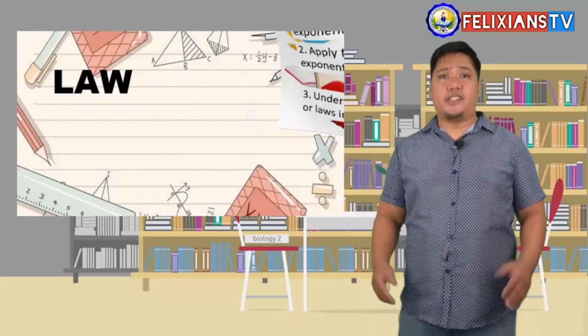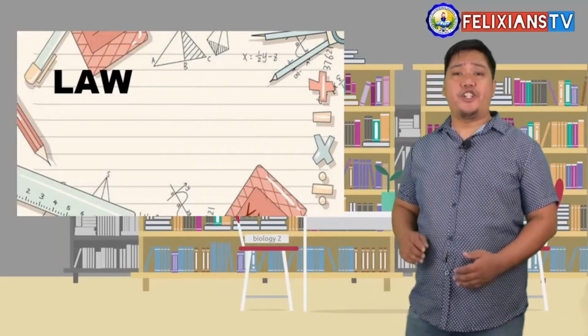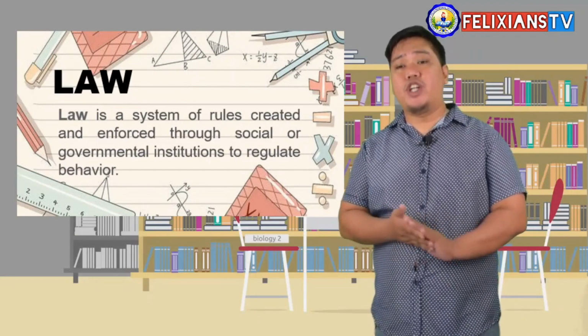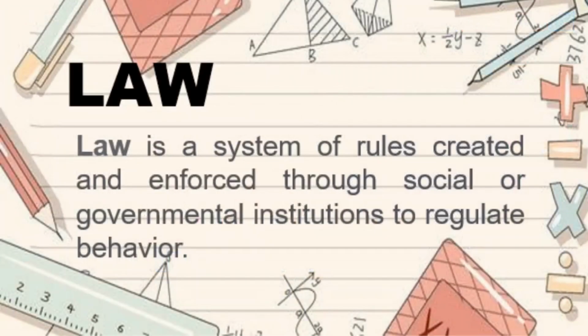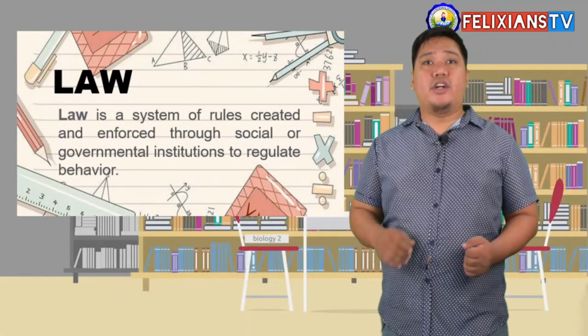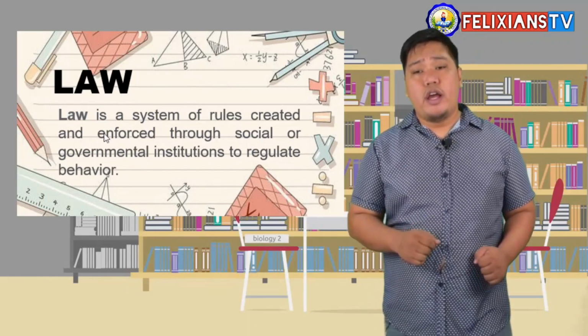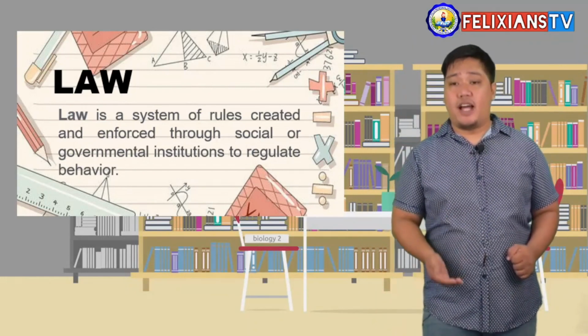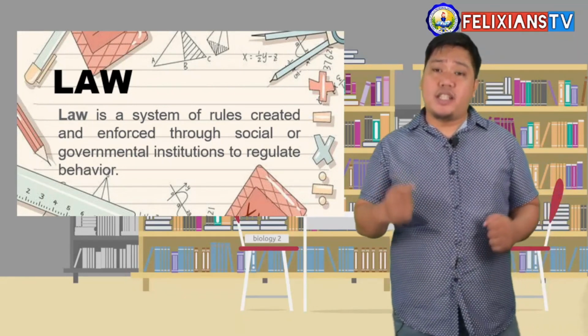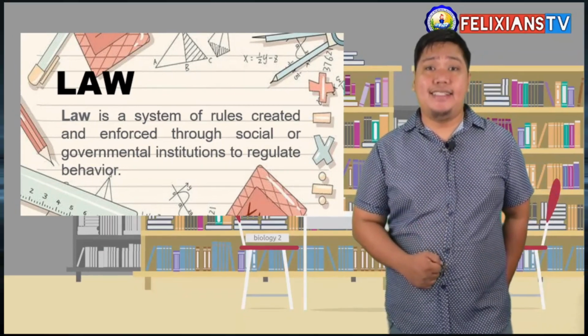So let us kick this off by knowing first the definition of law and exponents. When we talk about law, it is a system of rules created and enforced through social or governmental institutions to regulate behavior. Meaning to say, these are the standards that we have to follow in order for us to be organized and civilized. When it comes to math, these are the rules that we have to consider before making any steps.